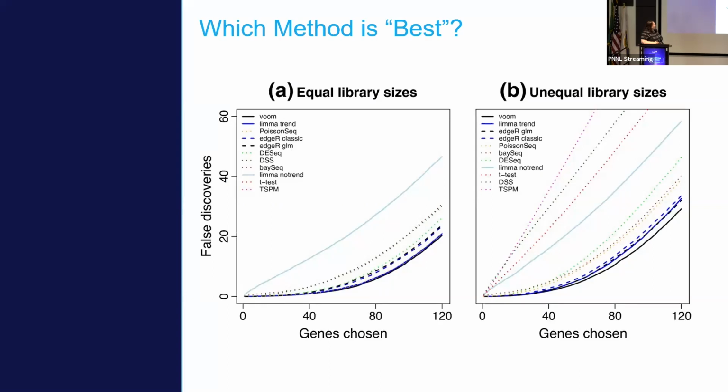This graph is from a review paper where they compared a ton of these different methods. This is false discovery rate. This is just showing what I've already kind of said in words, which is this lemma and lemma with VUM, the solid blue, solid black, are down at the bottom here in terms of false discoveries. And things like DE-seq, which is in green, and EDGE-R, which are blue dashed, are slightly above. So we just tend to see that they have higher false discovery rates.